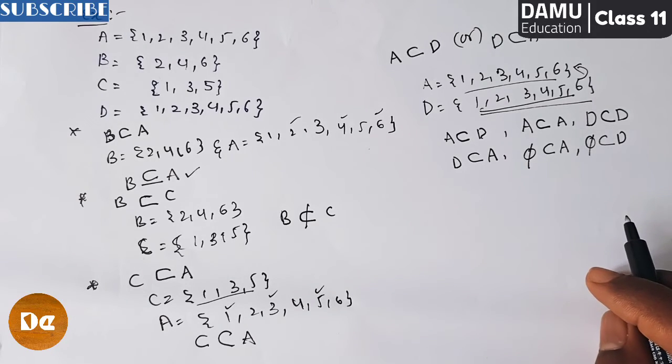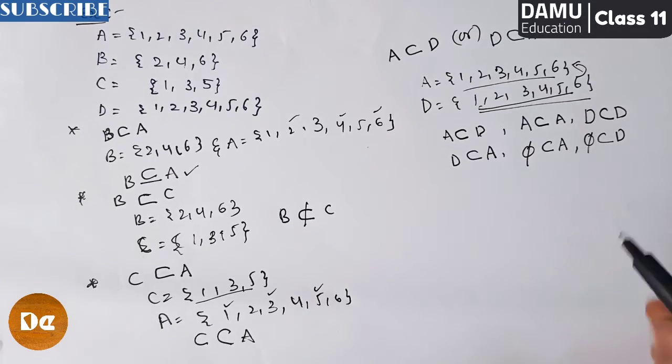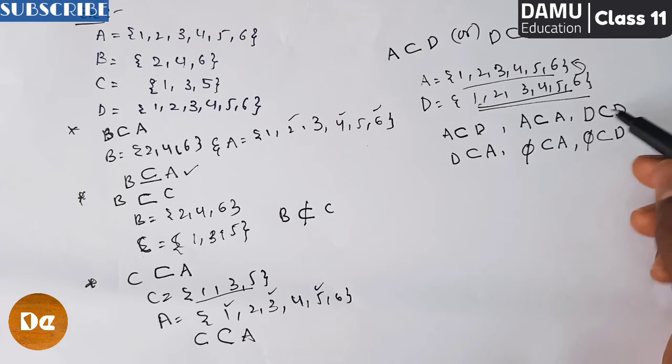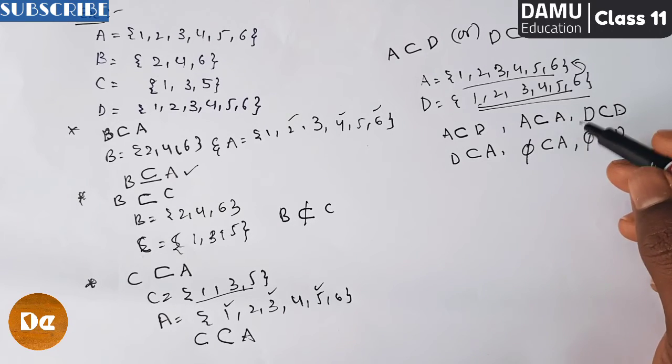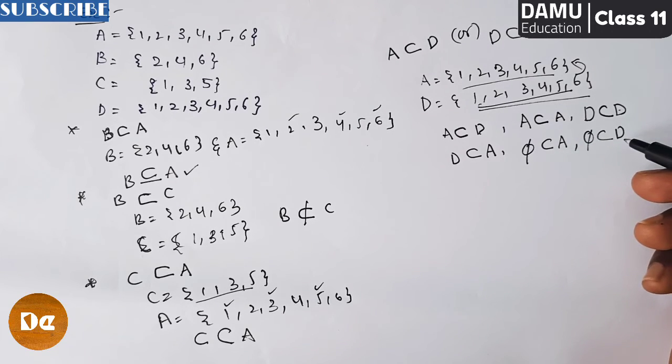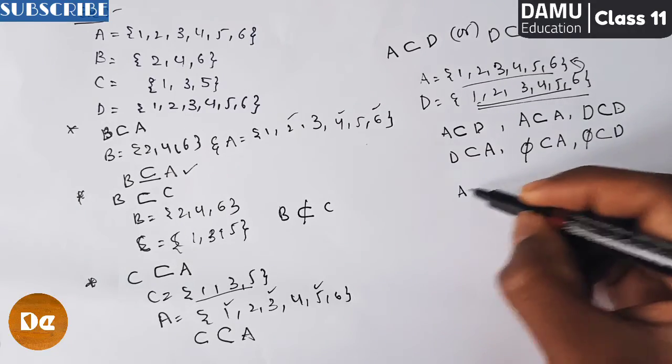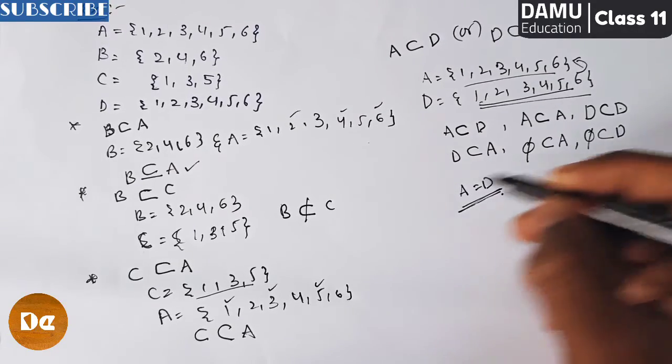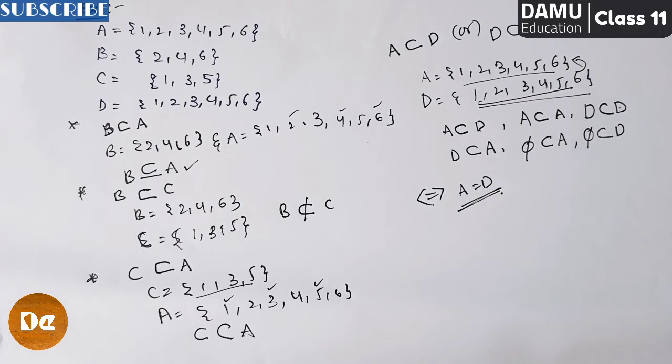So these are the existing cases. Every set is itself a subset. So A is a subset of D and D is a subset of A. Then what you can write? A is equal to D, if and only if. You can write it this way. So this is the way of writing examples.